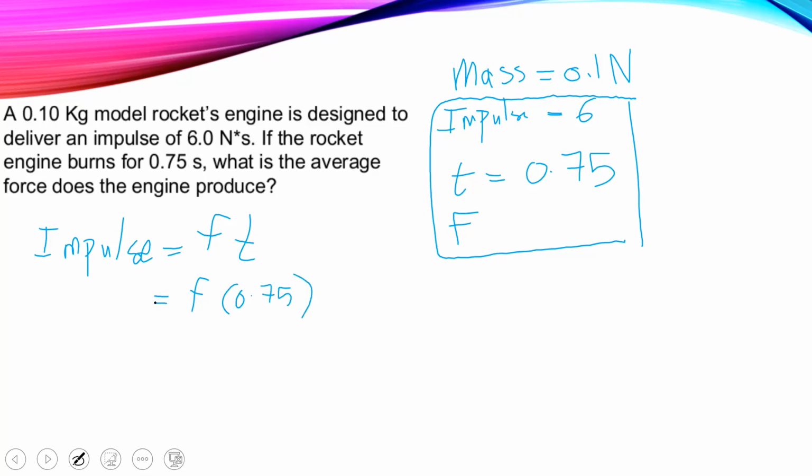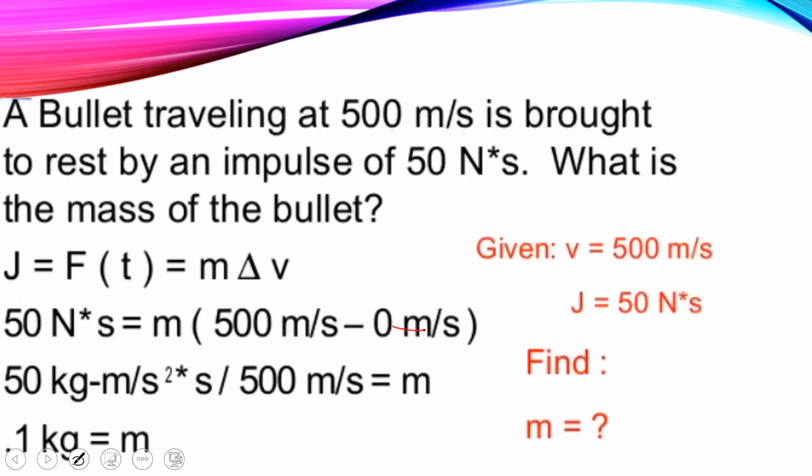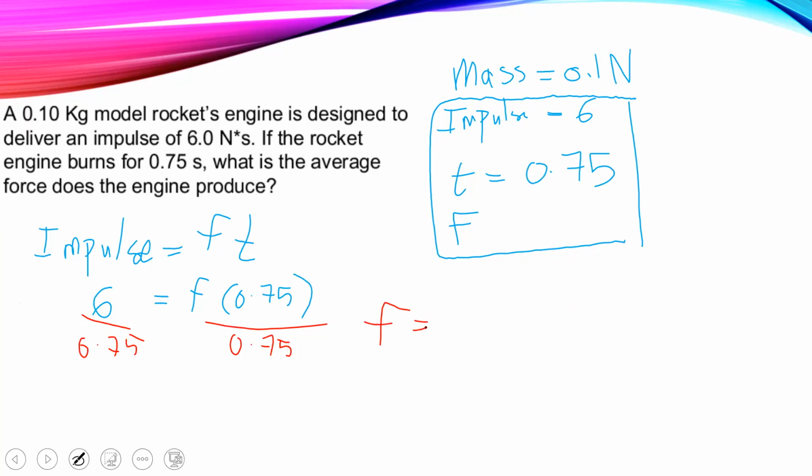And the impulse is 6, exactly. Over 0.75. So the force is 6 divided by 3 over 4, or 6 multiplied by 4 over 3, which is 8 Newton. This is how to find a force.